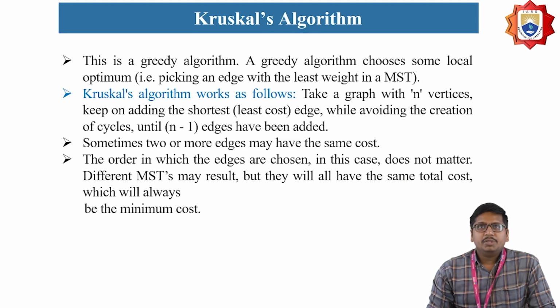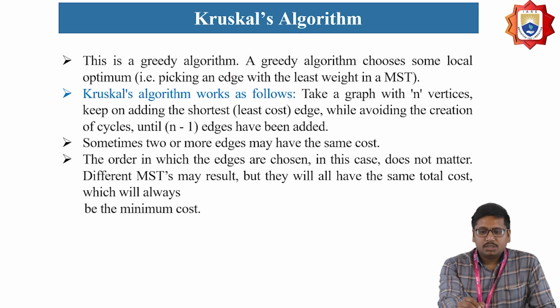Kruskal's algorithm is a greedy algorithm, and a greedy algorithm chooses some local optimum, only the local minimum. How does Kruskal's algorithm work? We take a graph with n vertices and keep on adding the shortest least edge while avoiding the creation of cycles, until n minus 1 edges have been added. Sometimes two or more edges may have the same cost, and the order in which the edges are chosen doesn't matter.